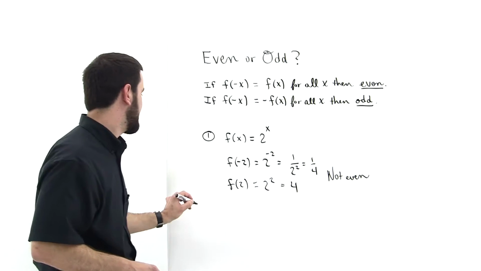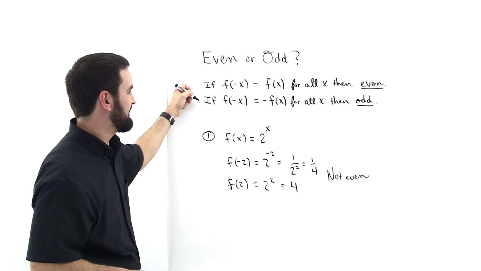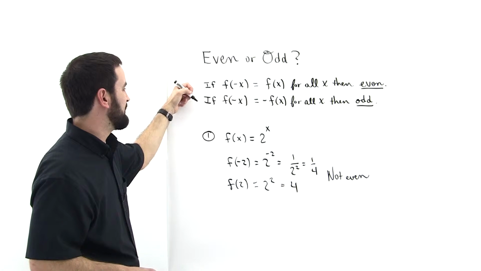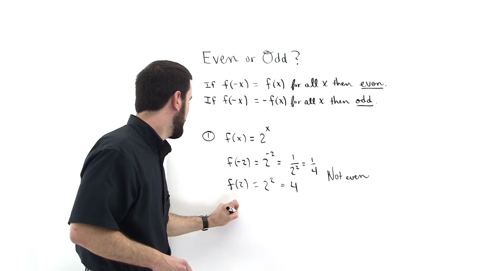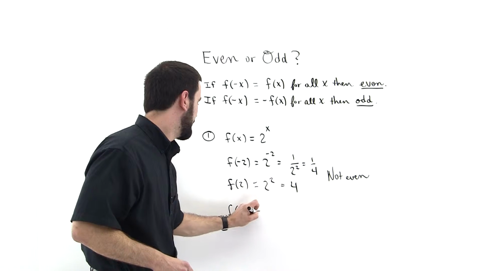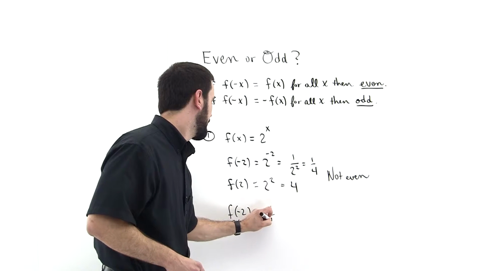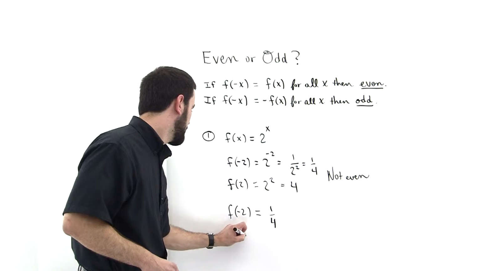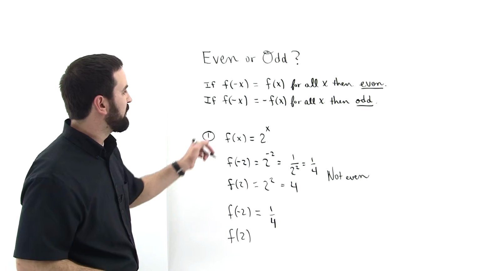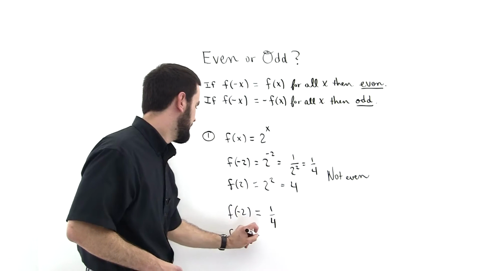So let's test the second condition. This condition is for the function to be odd. So we have f of negative 2. You always start with that. And we found it here to be 1/4. And then we need f of 2. But what we're looking for is negative f of 2. So this is negative f of 2.